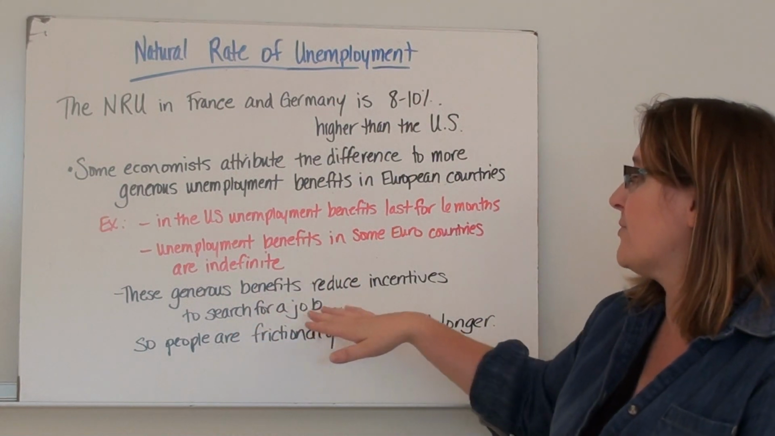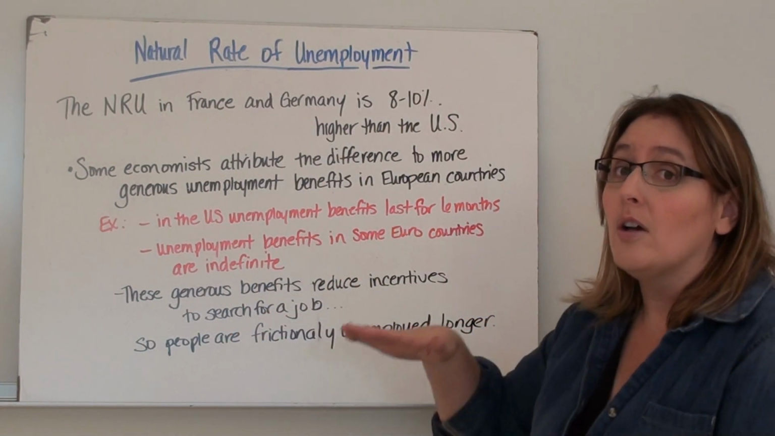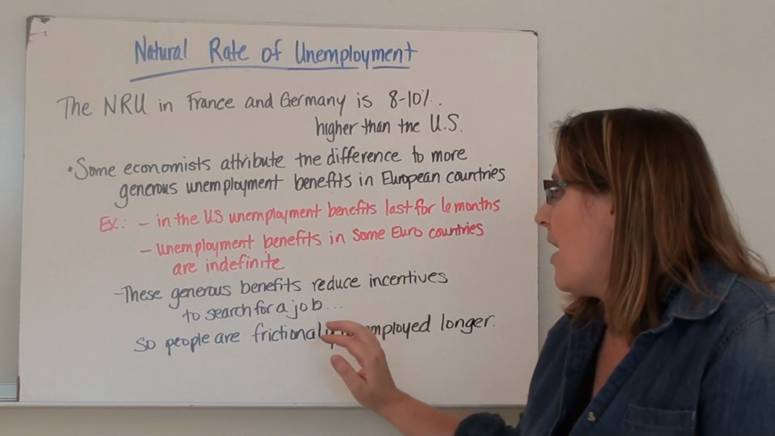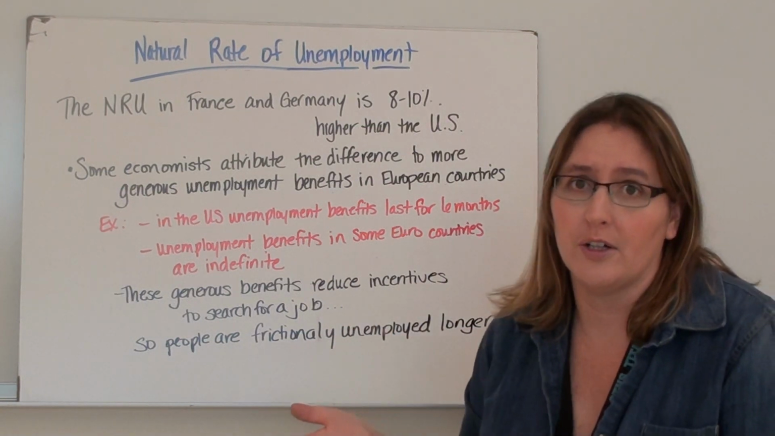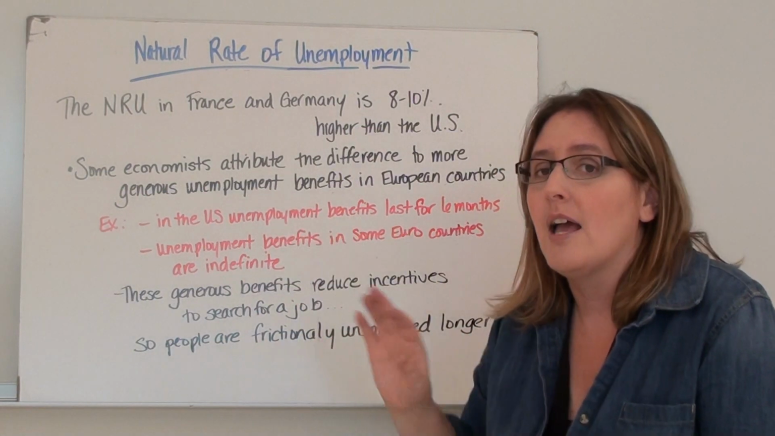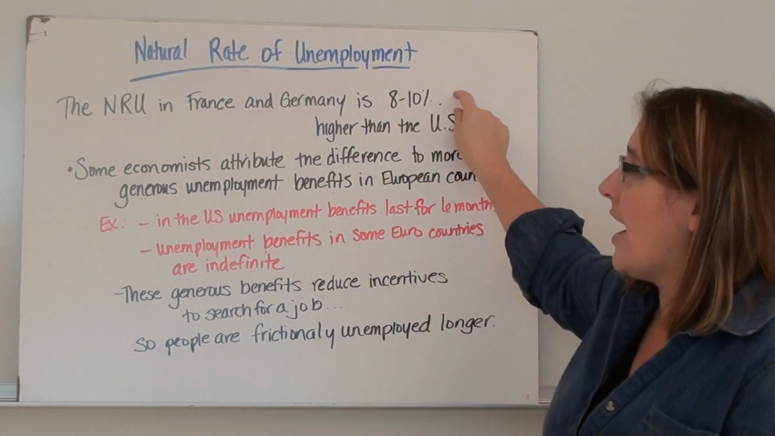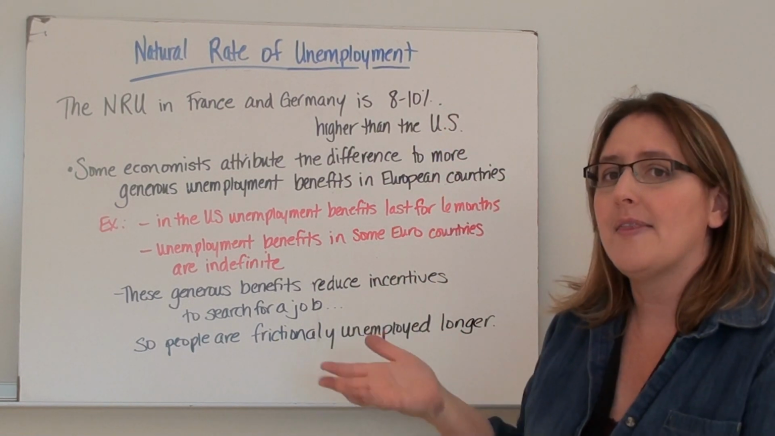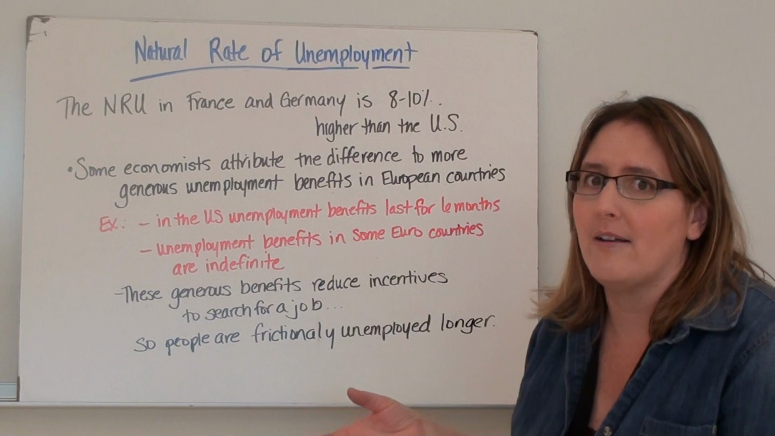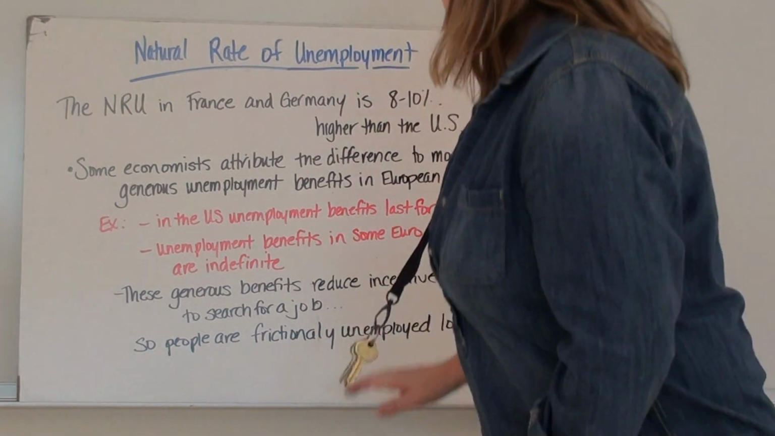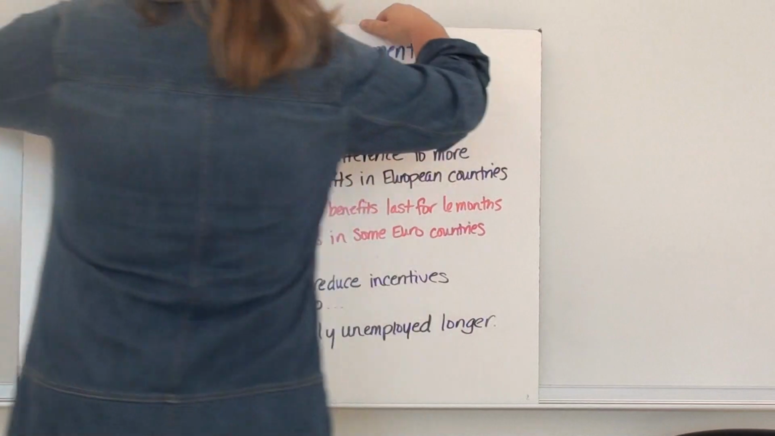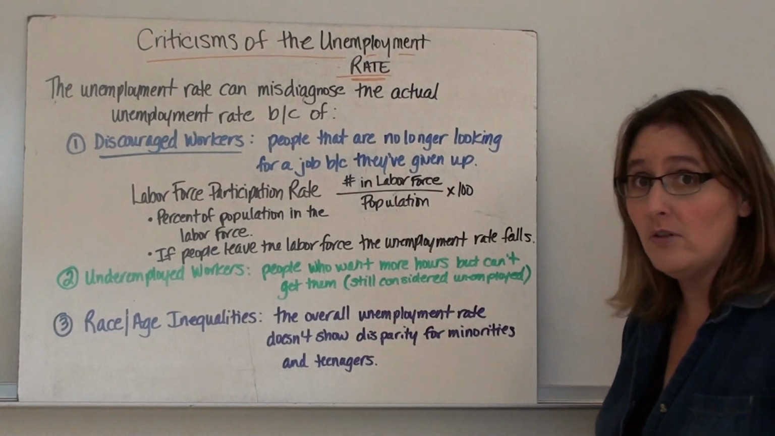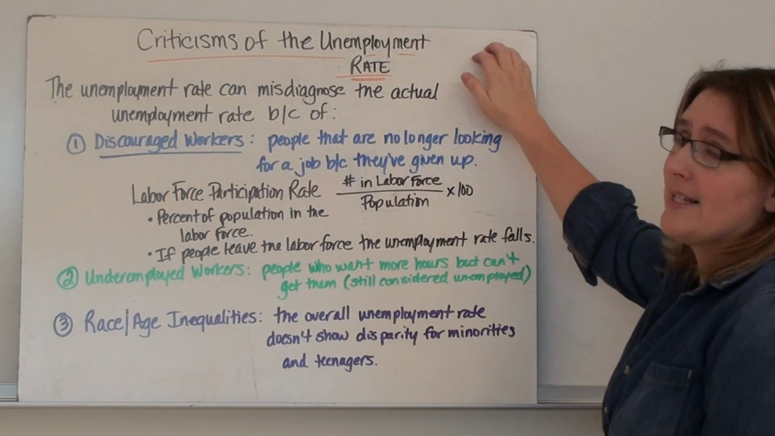So these generous benefits reduce incentives to search for a job. You're not in desperate need of one right away. So that means that people are going to be frictionally unemployed for a little bit longer, more likely in these other countries than in the United States. So their natural rate of unemployment is a little bit higher, or almost double ours, because they have more generous unemployment benefits. All right. Make sure you know that, write it down. There are always a few questions about that on the AP test.